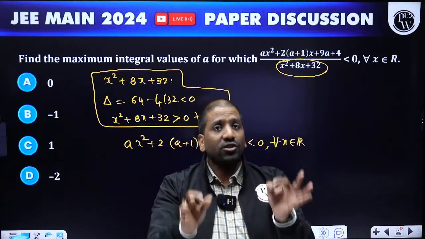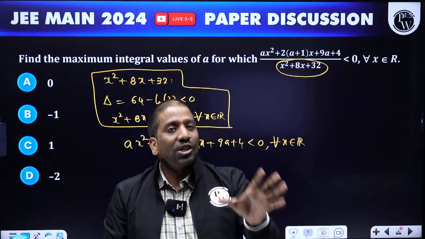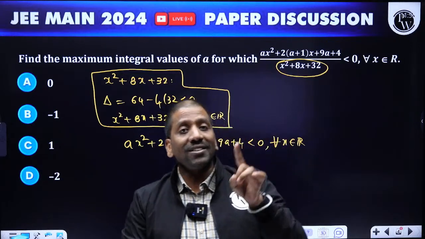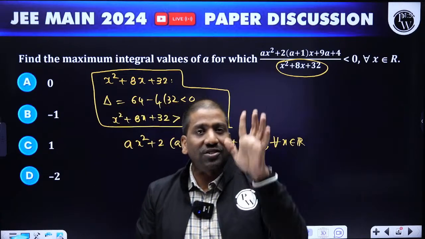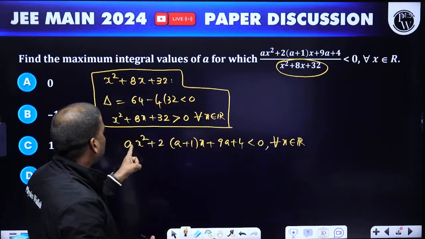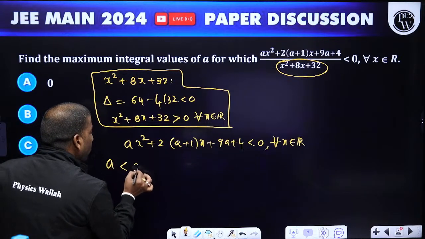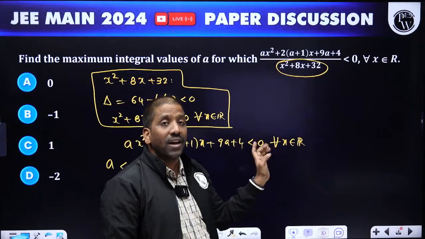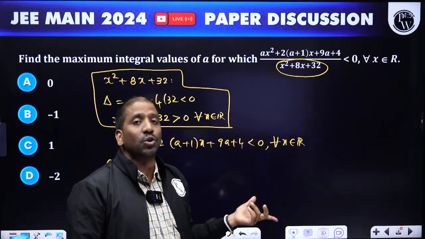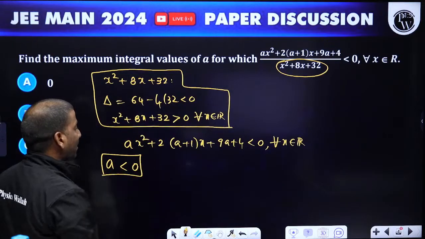For all x belonging to R, a quadratic expression is negative or positive. First and foremost point is the discriminant less than 0, and at the same time the sign should coincide with the coefficient of x square. So what is the coefficient of x square? It should be negative. If the coefficient of x square is positive, it is never greater than 0 for every x belonging to R, right? So that is the important point. So a less than 0.